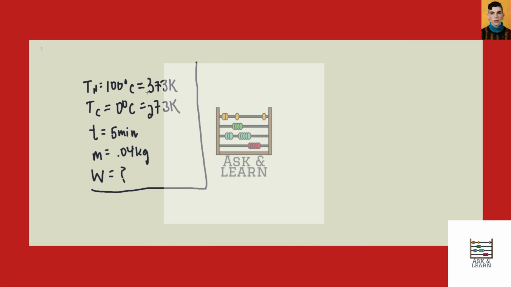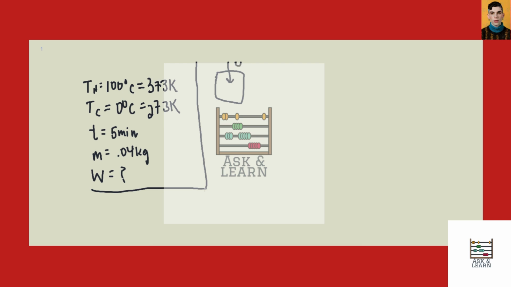I wrote those down, converted them to Kelvin, 373 and 273, because I anticipated needing Kelvin in the problem. I wrote T is 5 minutes, although spoiler alert, we don't actually use that. And the mass of the ice is 0.04 kilograms, and we need to figure out how much work this engine is doing. I got a little confused when I first did this, but I figured it out, and I'm going to draw a little diagram.